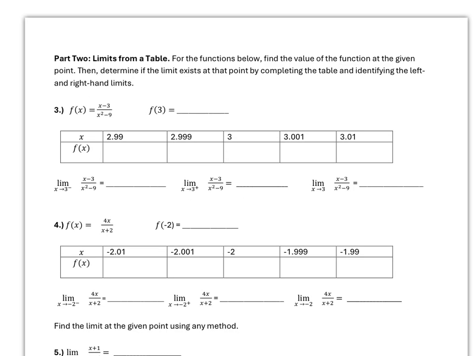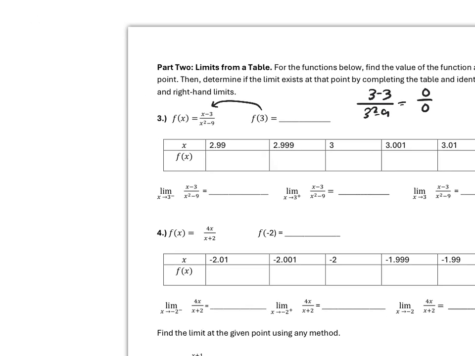Next, we're going to use a table. So it is going to ask us a few things about the limit and about the value of the function at each. So first it's asking us for the value of the function at 3. This is going to be our direct substitution. So we're going to plug in 3, and we get 3 minus 3 over 3 squared minus 9, which gives us 0 over 0, which is most likely a hole in the function at this point. We can check that it's a hole by factoring. Top is already factored. The bottom is the difference of squares.